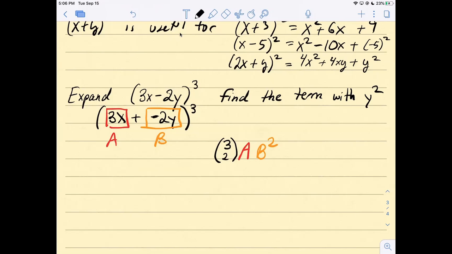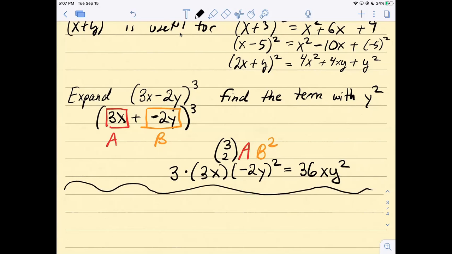So this becomes 3 times 3x times negative 2y squared on the outside. So all the numbers that you get, I like to collect all the numbers. I get 9 times 4, which is 36. And then the variables will be x, y squared. You can do this approach just to show you, to do the full expansion.